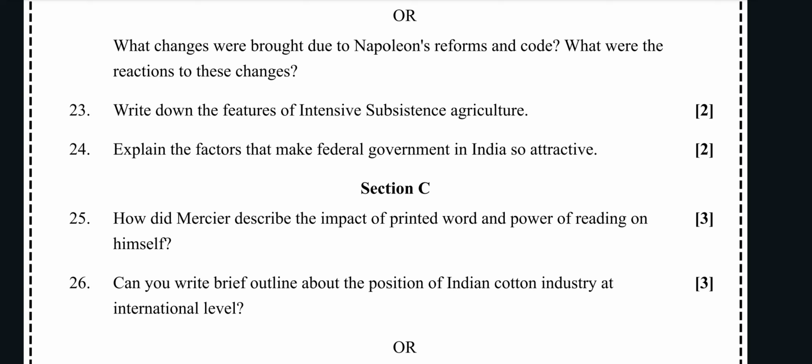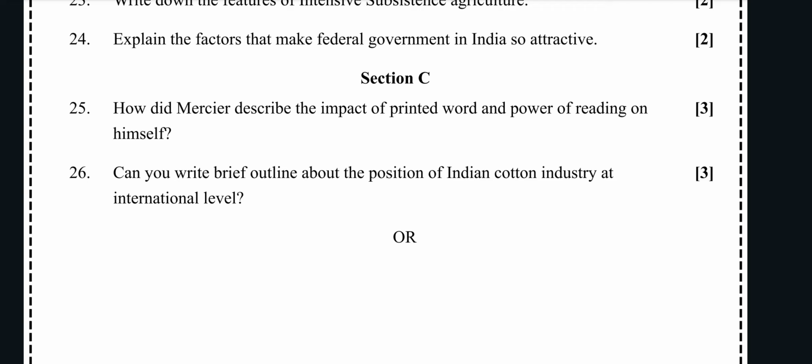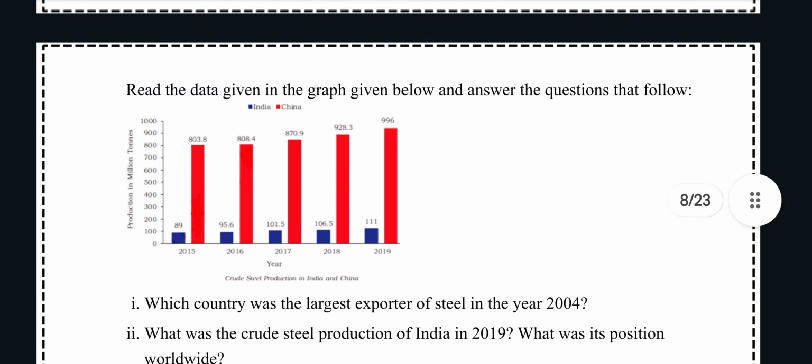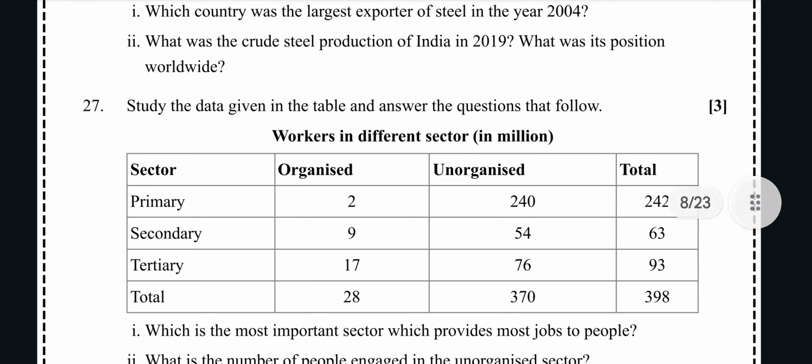In section C, from 25 onwards, you are getting 3 mark questions. How did Mercier describe the impact of the printed word and the power of reading on himself? Then, can you write a brief outline about the position of the Indian cotton industry at the international level? So this is a 3 mark question. Make sure that you keep the word limit for that. And you see question number 27, that is a 3 mark question. You have to go through the given table and answer that question.